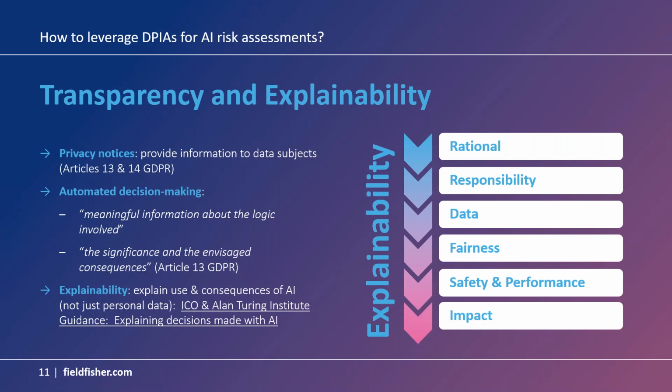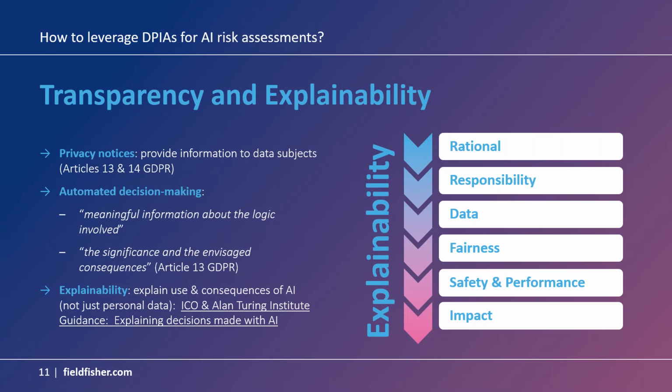There's the data explanation: what data has been used in a particular decision and how has it been used, what data has been used to train and test the AI model and how has it been used. There's the fairness explanation: the steps that have been taken across the design and implementation of the AI system to ensure that the decisions that it takes or that it supports are generally unbiased and fair.